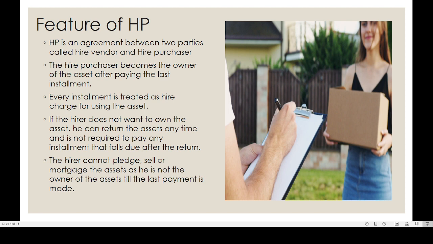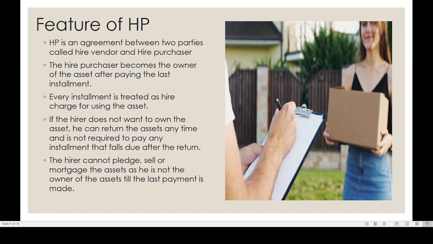The fourth point is, under the hire purchase system, in case the hire purchaser does not want to continue with this agreement, he can return the product whenever he requires. Whenever he feels, no, I don't want to continue with this agreement, yes, he can stop it. That is the next point.